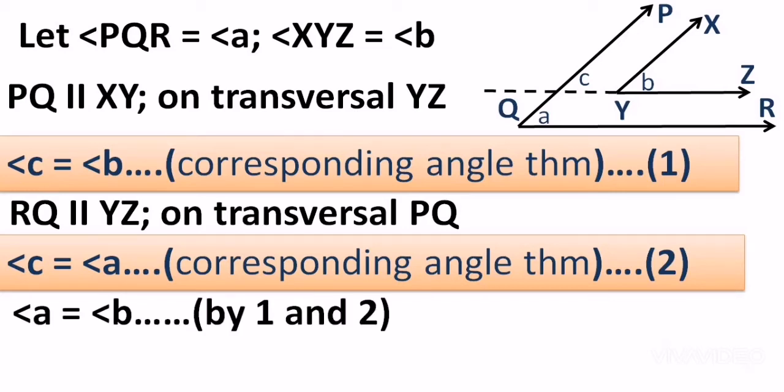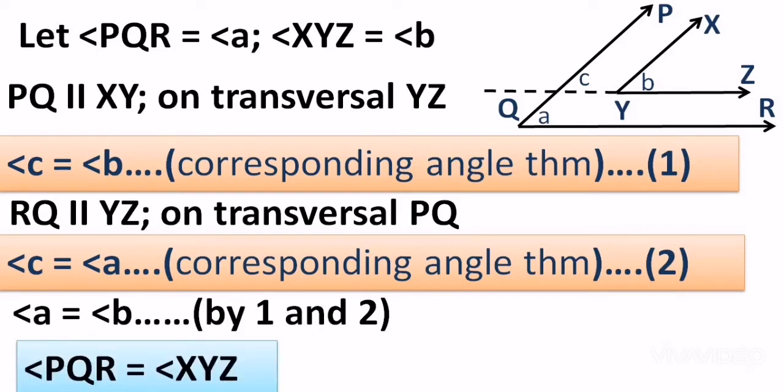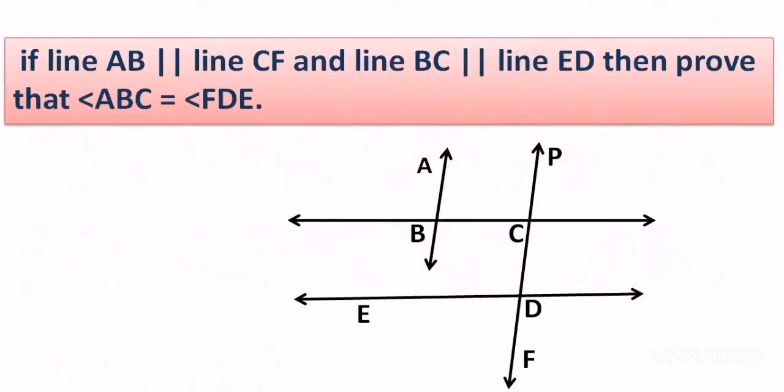Don't forget that angle C is the common factor, so by transitivity I can say angle A is congruent to angle B, and my target is achieved, and that makes angle PQR congruent to angle XYZ, and that's what I needed, right? So I hope I made it very clear to you all. The next question is on your screen. It is one of the important questions of your chapter.